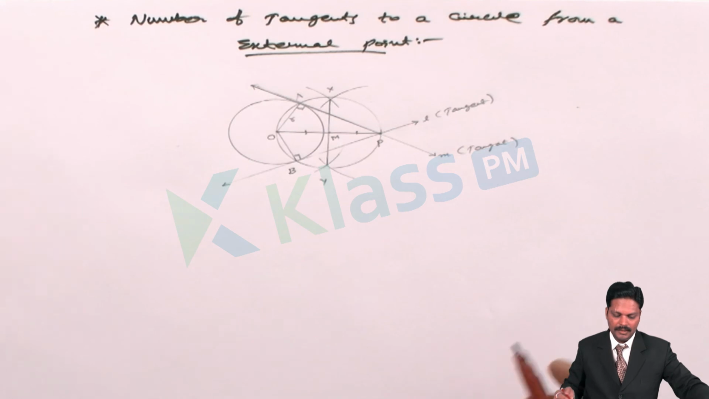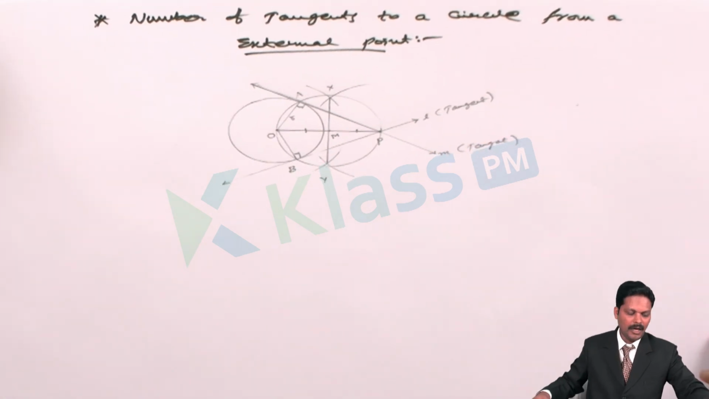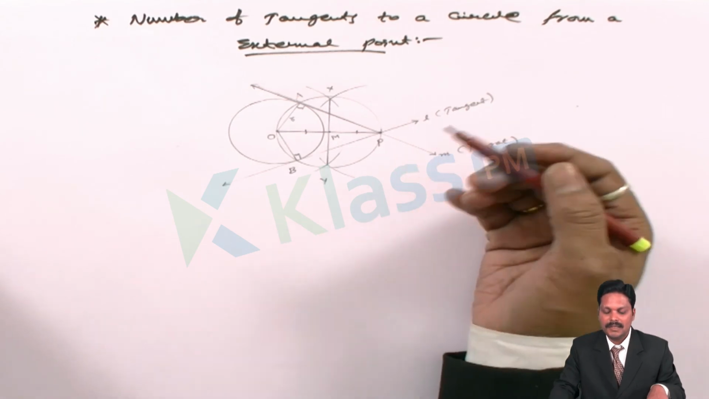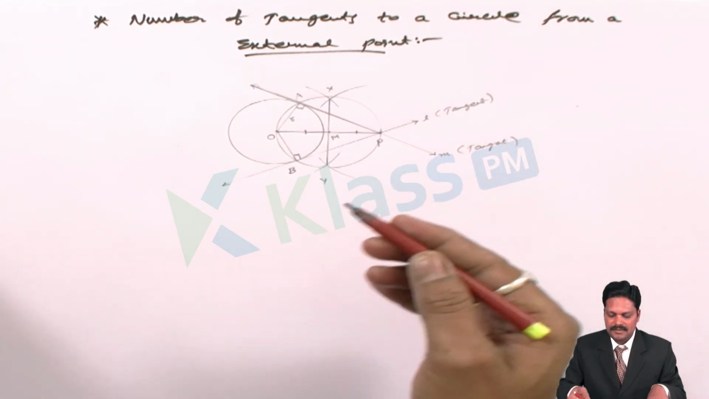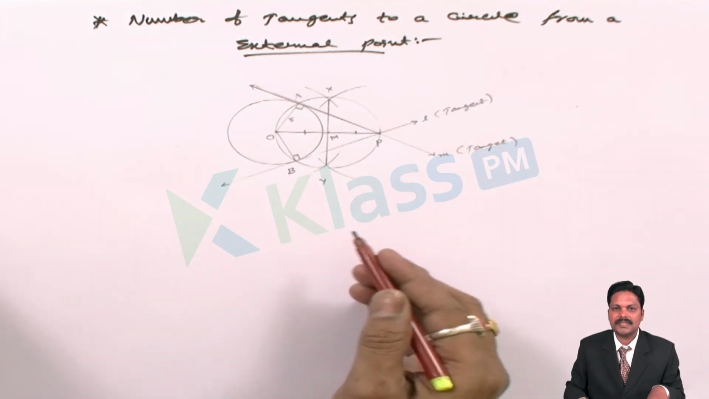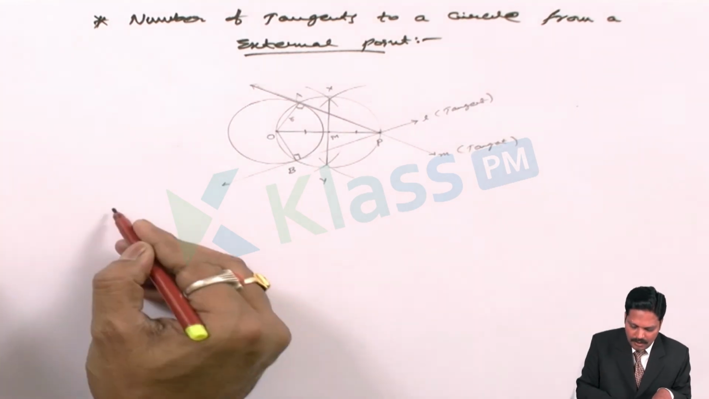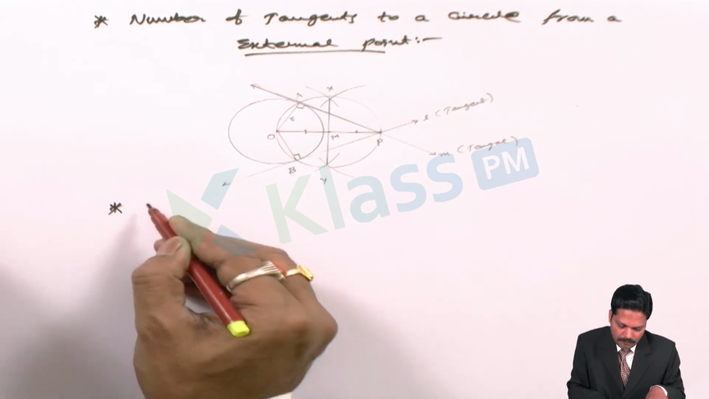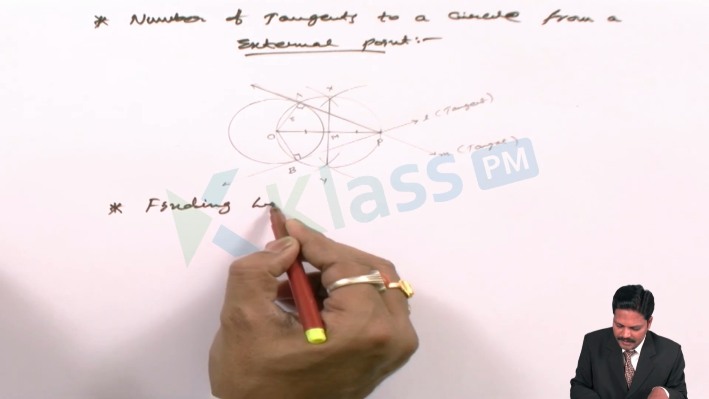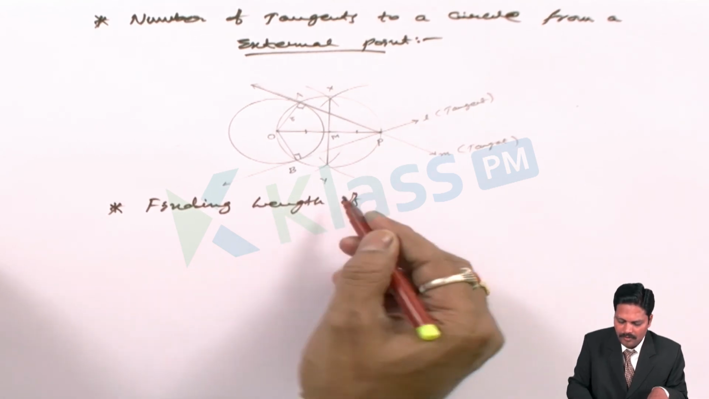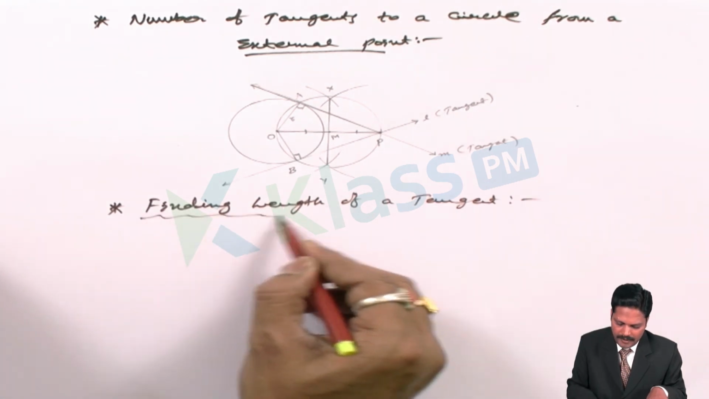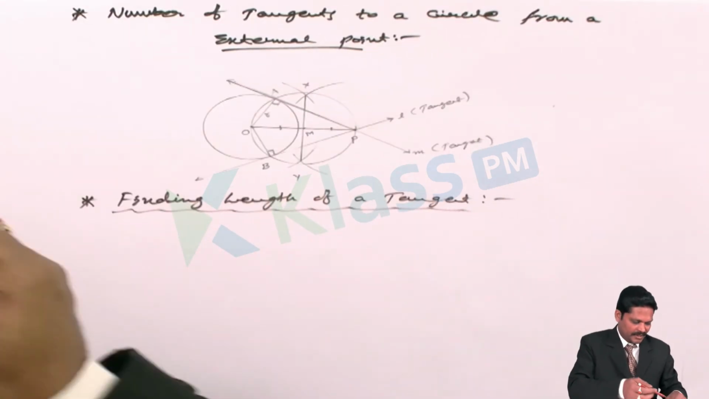And I am having one more topic. As I said, how I constructed, that is how we write the steps, in statement form using verbal forms. So one more topic we are having here: finding the length of a tangent. How can we find the length of the tangent?